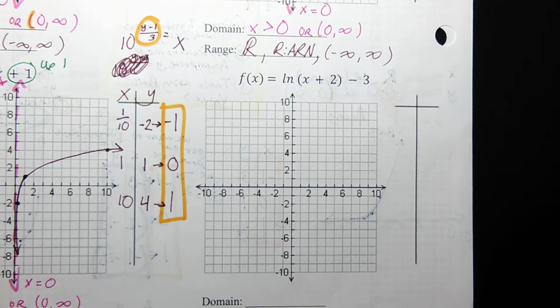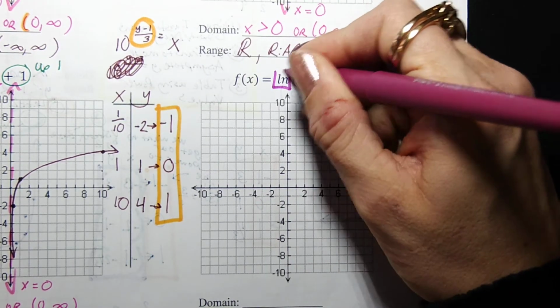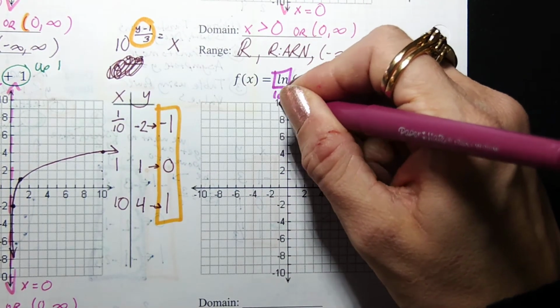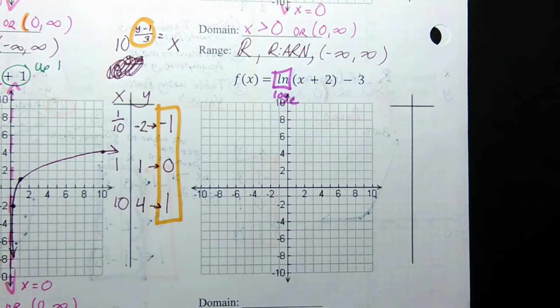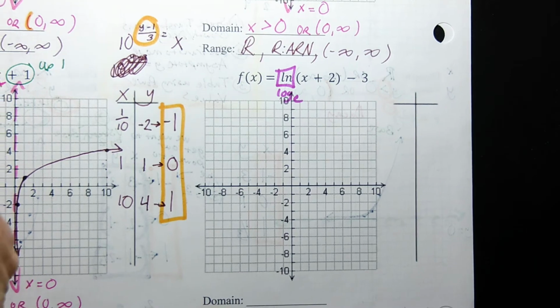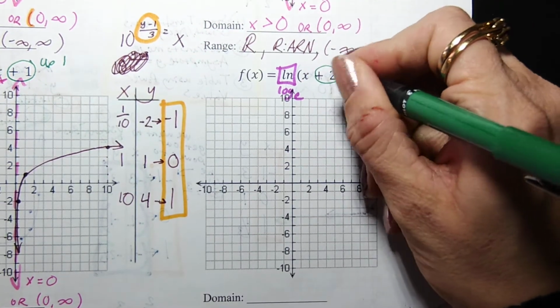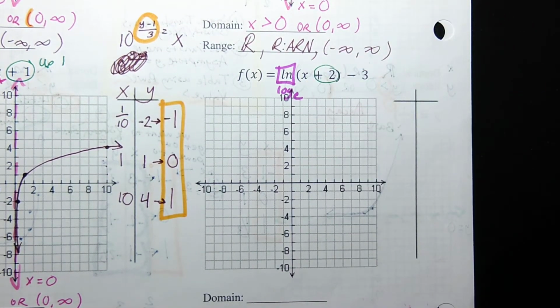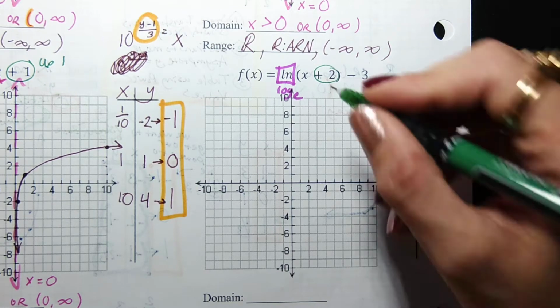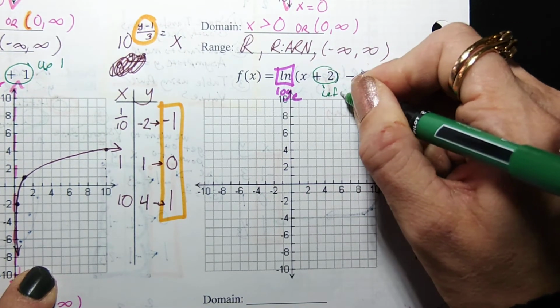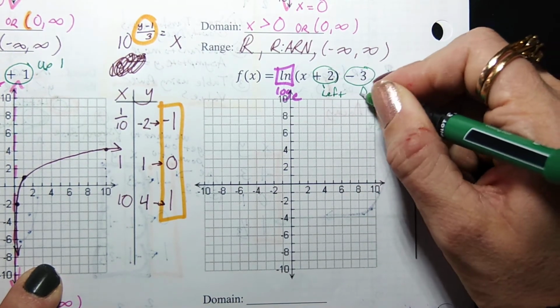So transformations first. We identify it as a log function because it's got natural log. So I might go ahead and replace this with log base e, since that will help us when we go to write it in exponential form. Transformation-wise, what's that plus 2 on the inside doing? Left 2, good. Left 2. And the minus 3? Down 3.